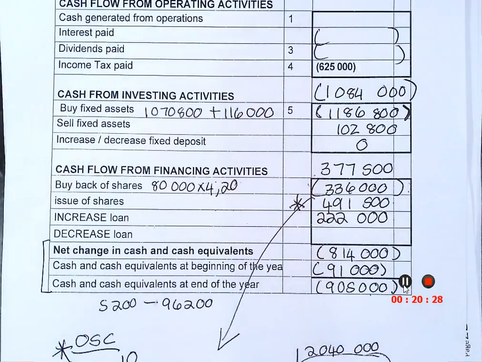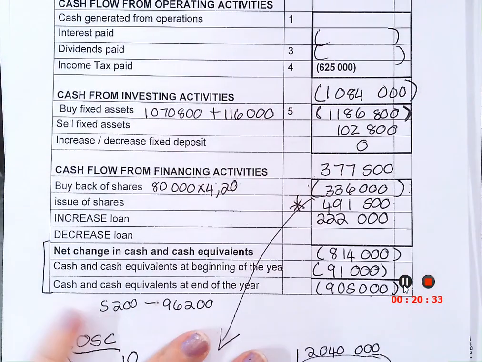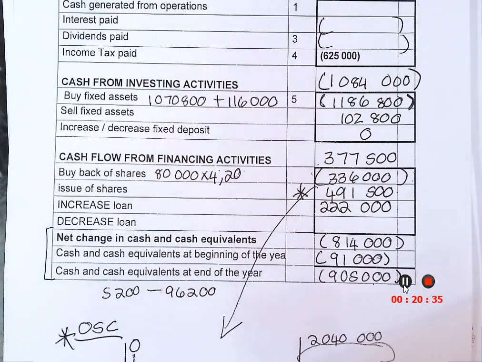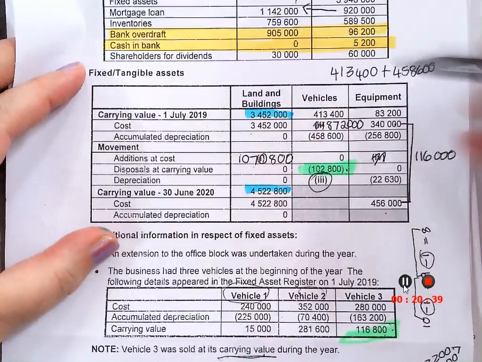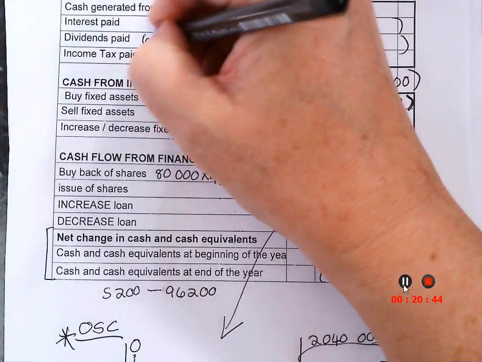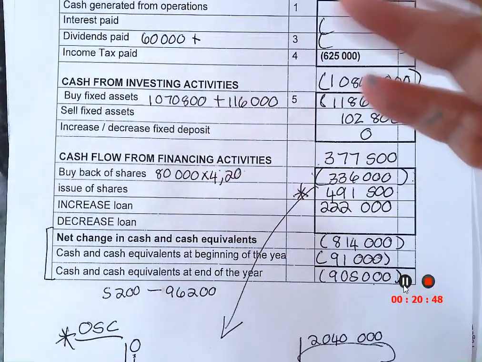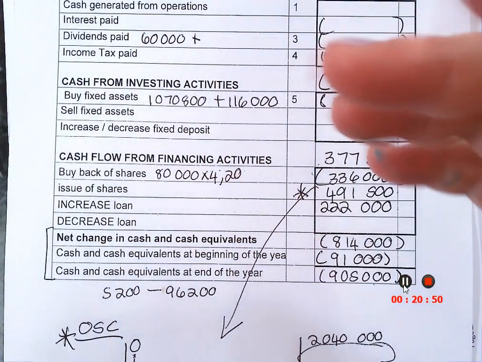Okay, so we've done income tax paid is done for us. Let's do dividends paid. I'm going to look for the opening and the interim. So what is the opening? I go to shareholders for dividends. It's 60,000. And what is the interim? So interim, did they tell me? They say dividends. They give me.